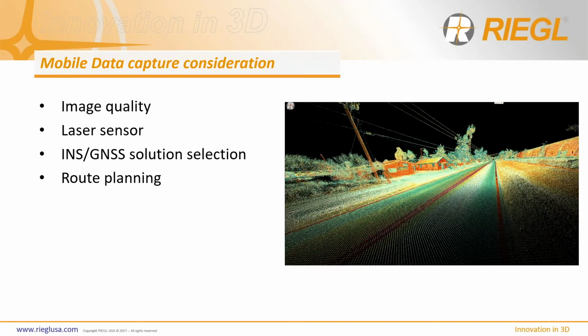So now we're getting into the meat of the program here. So mobile data capture. What are the big considerations when you say, I'm going to go out and collect some power line data? Well, the most obvious one, of course, is you need to plan your route. So if your goal is to collect the whole neighborhood, you probably need to drive all of the streets in order to collect the data.